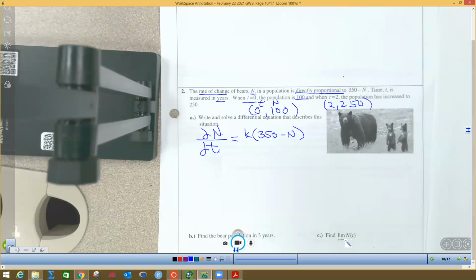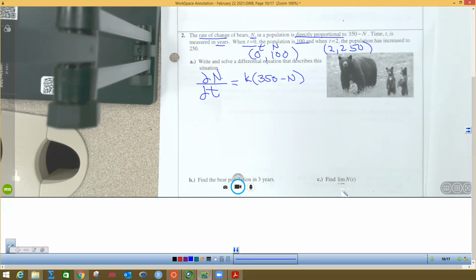I'm going to skip down here to C real quick. When you have a direct proportionality and you want to find the limit of the bears, or the limit of whatever object you're talking about, it is always going to be this number right here. That number that you're subtracting the population from is the most bears that the place can take. So I'm going to put down that this is the 350 possible bears. So what this is telling me is the bear population is always going to be below 350 because you can't have a negative bear population. Does that make sense? So that tells me that 350 is my max number of bears.